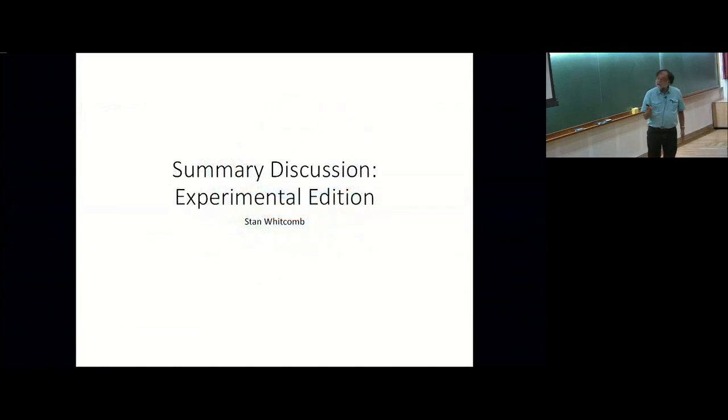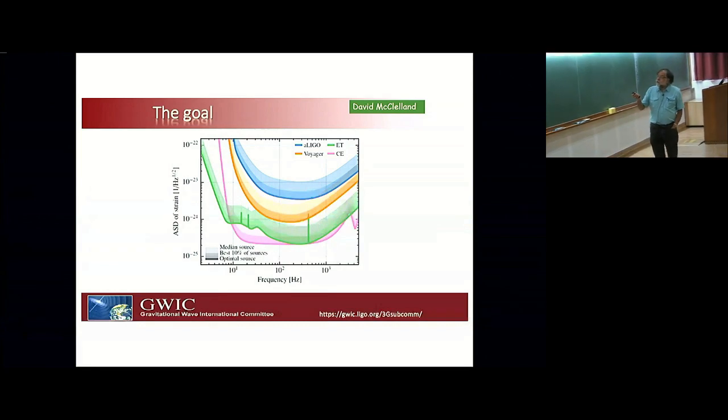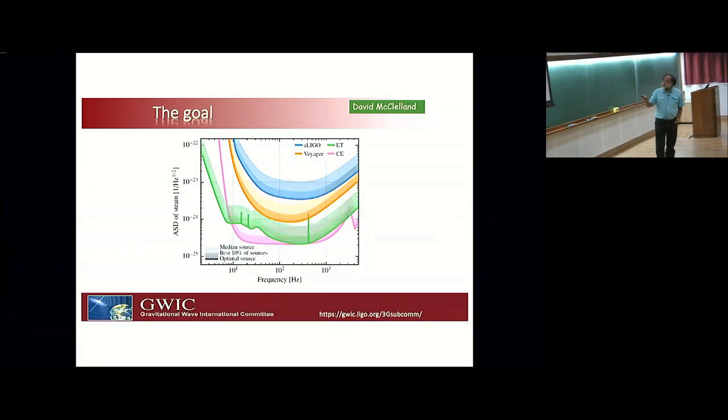Perfect. Okay. So David McClellan showed us this slide that shows what he said were the goals. These are the sensitivity goals for advanced LIGO, Voyager, ET, and Cosmic Explorer. And this is really an important feature of a future detector, how sensitive it is. And notice that each one of these is a major step forward in sensitivity for the future. What that means is greater reach, greater sensitivity, greater signal-to-noise ratio.